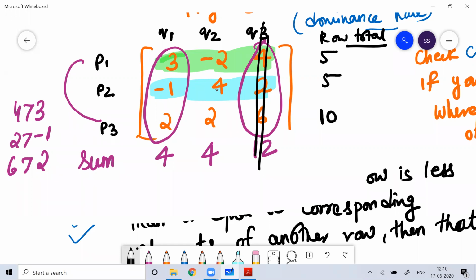Okay, everyone understood this? Fine. Everyone understood this? Anyone have doubt?